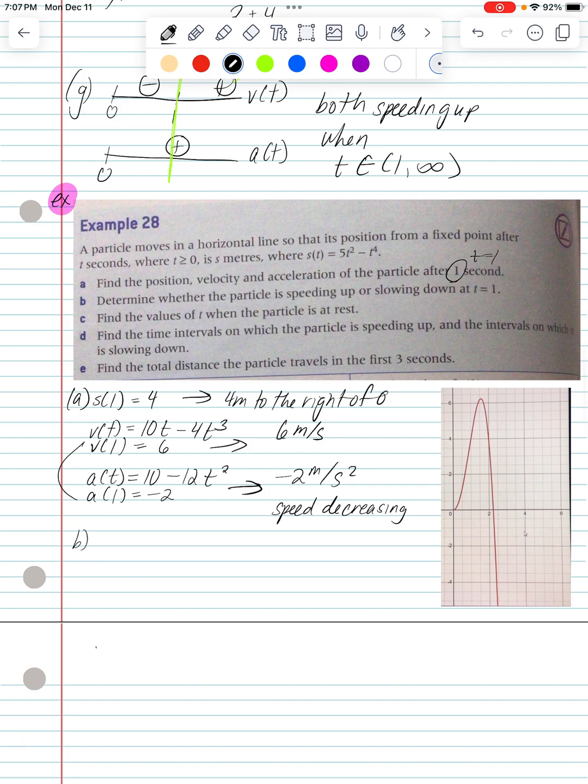So B. B says determine whether the particle is speeding up or slowing down at t is equal to 1. So I already went a step ahead when we were just looking in the last question. We said that the velocity and the acceleration have 2 different signs. So because v(t) and a(t) have different signs, it's an indicator that the particle is slowing down.